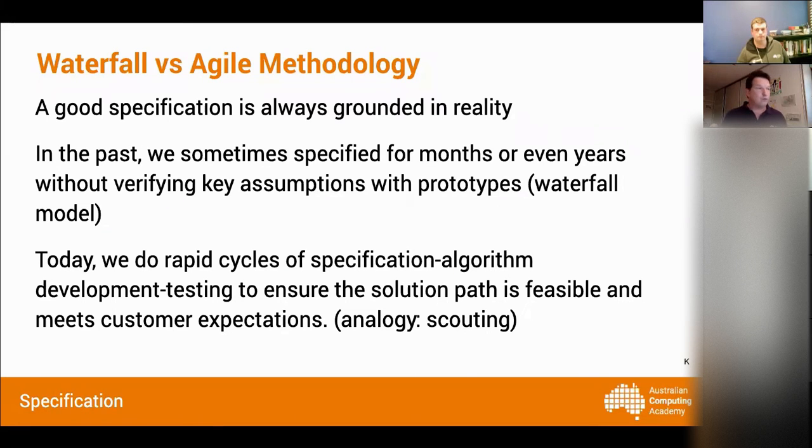And in the past, it's true that we sometimes specified for months on end, only then to find that our key assumptions were incorrect. Okay, but today we do rapid cycles of specification, algorithm development, and testing. And we're not doing this because we like it so much, but because there's a solution path that we want to explore, whether it is feasible and whether it meets our customer expectations. Fail fast is the motto behind that.